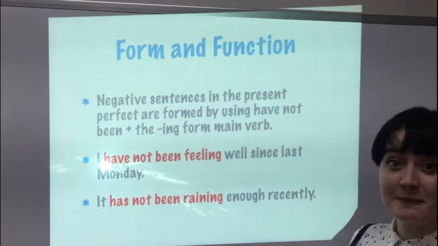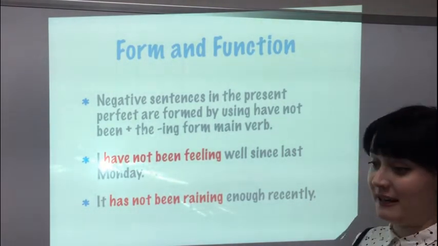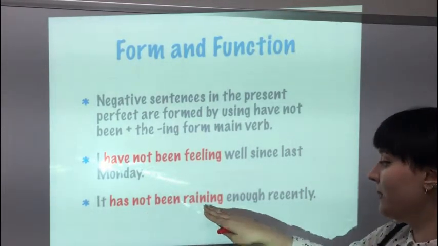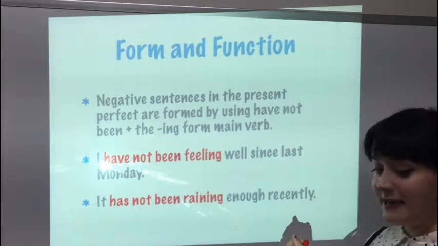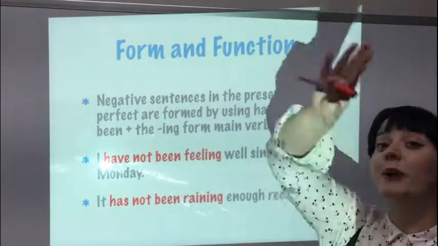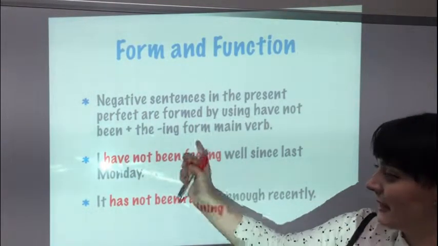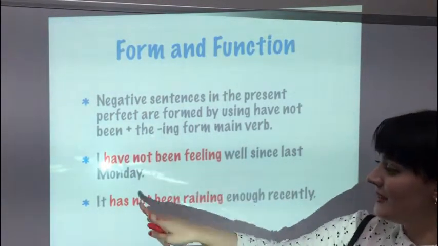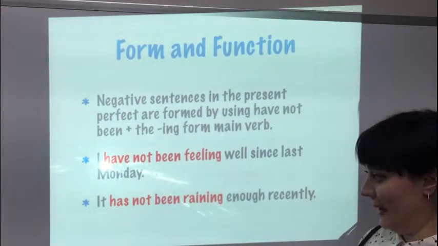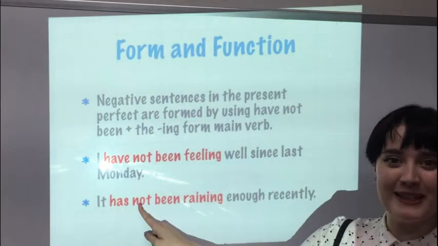So let's say for the past month it's super hot. It was super hot and everyone is sweating and everything dries out. You might say it has not been raining enough recently. It stopped raining before now, so in the past, and it's still not raining now, but we need rain. So here again it's a negative. We have has plus not plus been plus the ing form of the main verb, and again has been, that not goes between.